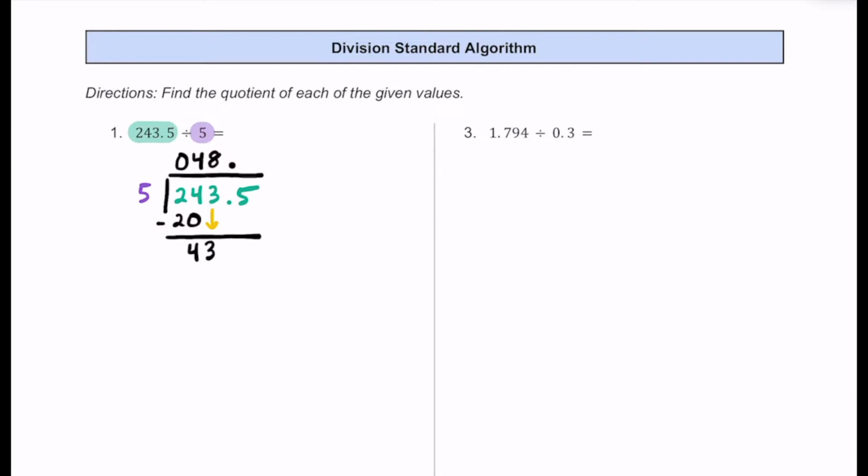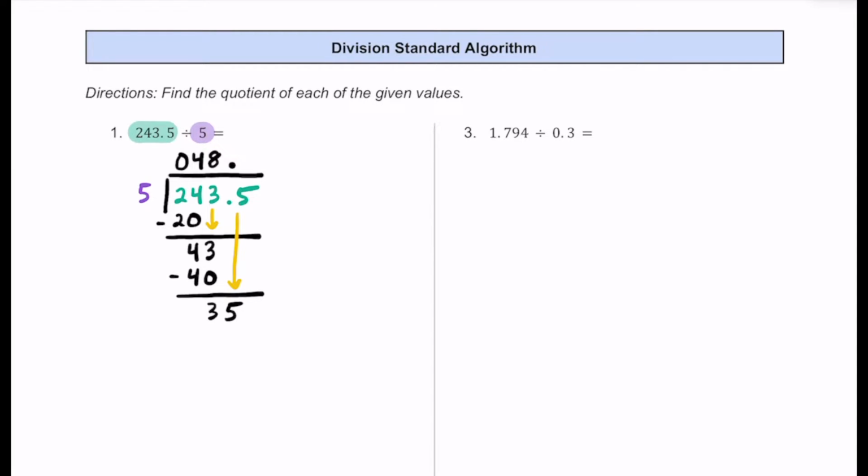All right, so we put 8 on top. 8 times 5, that's going to be 40. We're going to put that underneath the 43. We're going to subtract. Our remainder is just this 3 here. Next, we're going to bring this 5 down and repeat this process one more time. I think we're going to be able to stop after this.